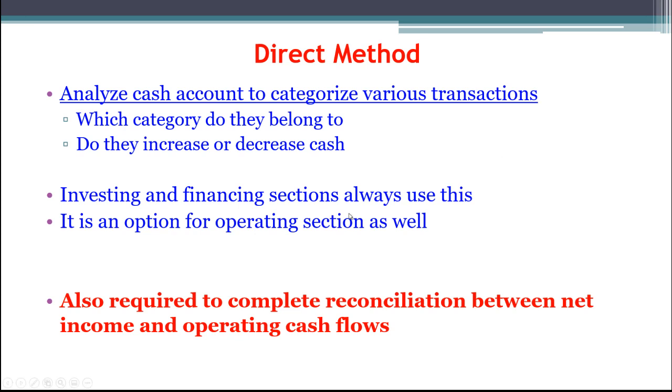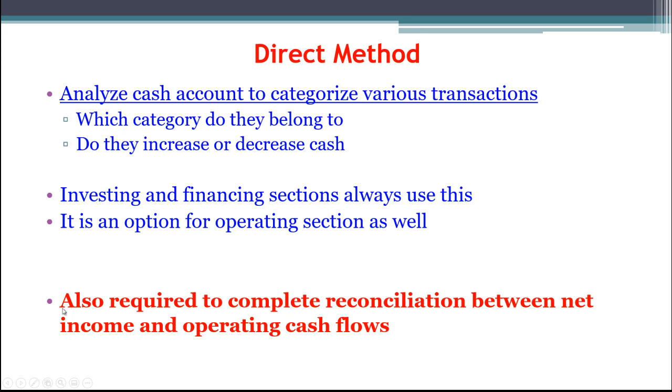But for the operating section, they give it this name because you have the choice of using the direct method or the indirect method. The direct method, we're basically taking a look at the cash account and identifying where those cash flows went. We're trying to categorize the transactions. We don't have a list for every single transaction. We put them into pretty broad categories: collections from customers, payments for certain expenses, things like that. Now, again, we want to know if they increase or decrease cash. We're going to get into the direct method in much more detail in another video, but for now, we're just going to broadly say that.